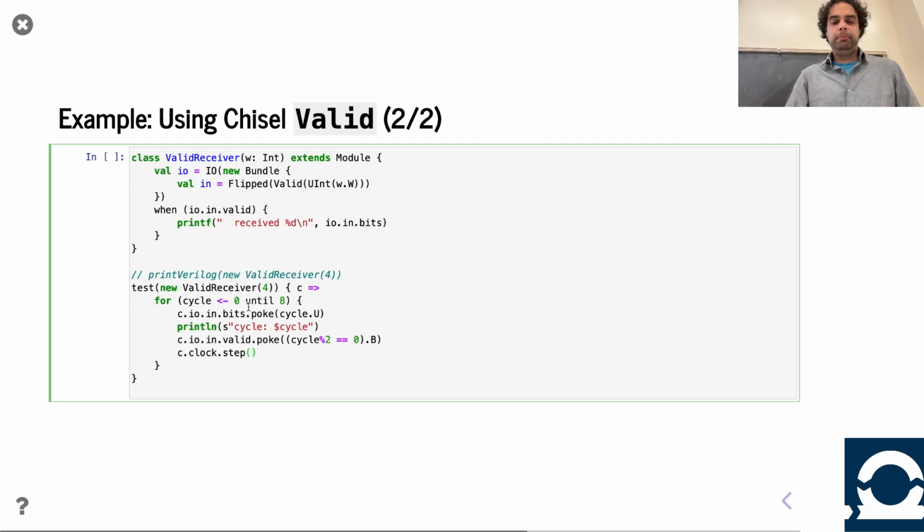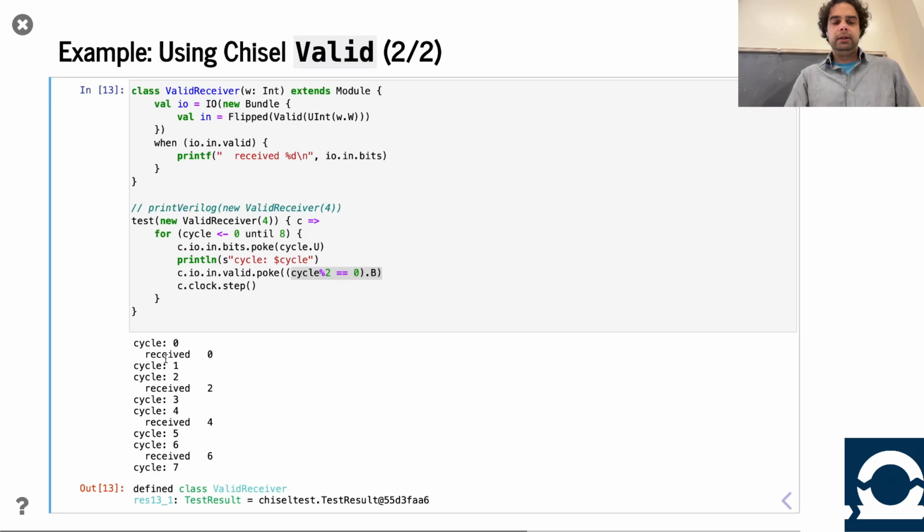And then what we're going to do, we're going to take a cycle number and actually poke it in as the in bits on this dot in. For our own curiosity, we'll print the cycle number. And then here's a little bit of cleverness in the test bench. For that valid signal, we'll set that true only when the cycle count is even. So after all that, what happens?